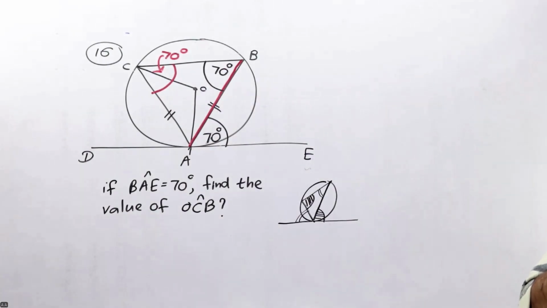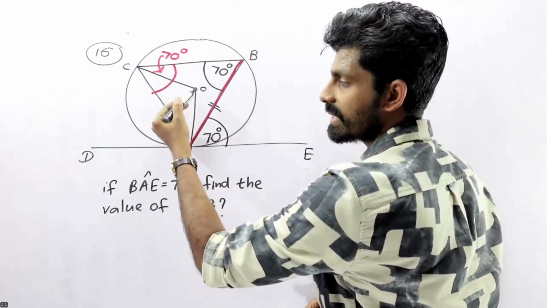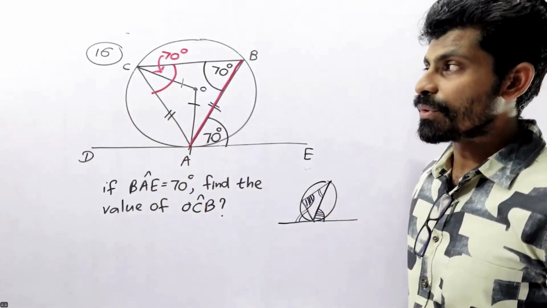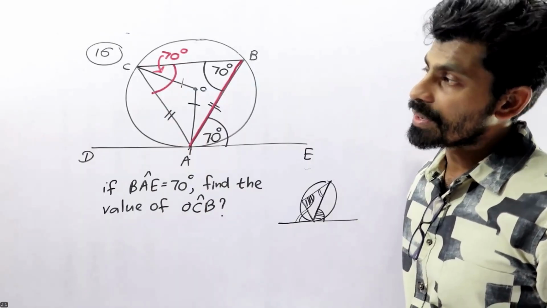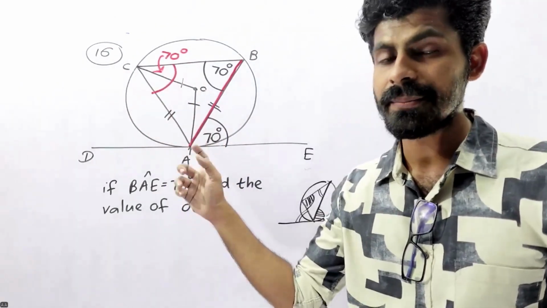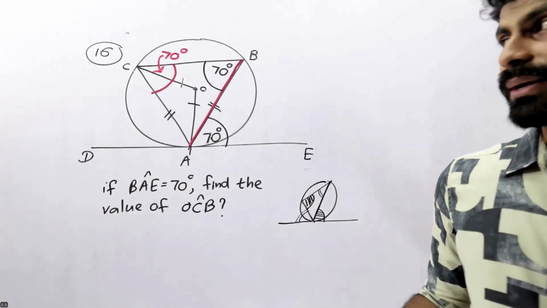Then look at this one. The opposite angles are also 80. Then how can we do the other part? Look at this one. OC equals OA, so this is also an isosceles triangle. Therefore, the opposite angles should also be equal.